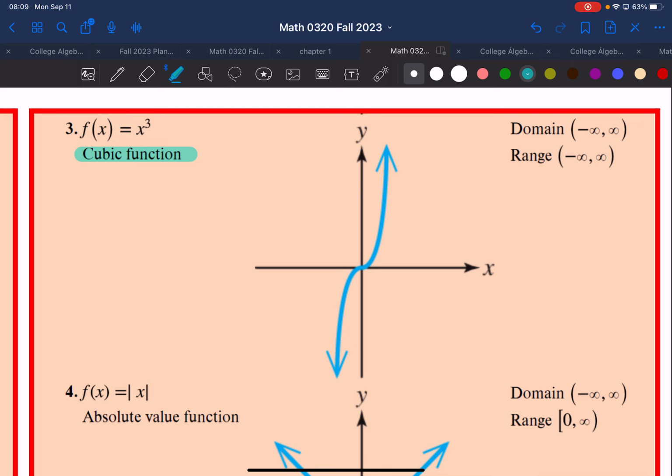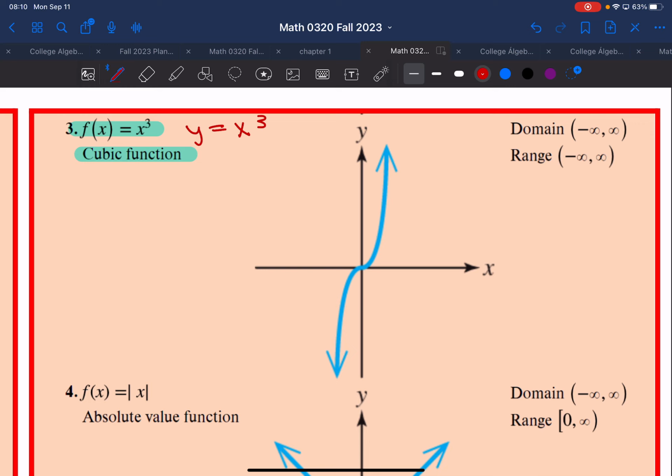It's called the cubic function because if we look at the parent function of it, it is f of x is equal to x cubed. Or we could write this as y equal to x cubed. The cubic function is always going to look like this curve, okay?